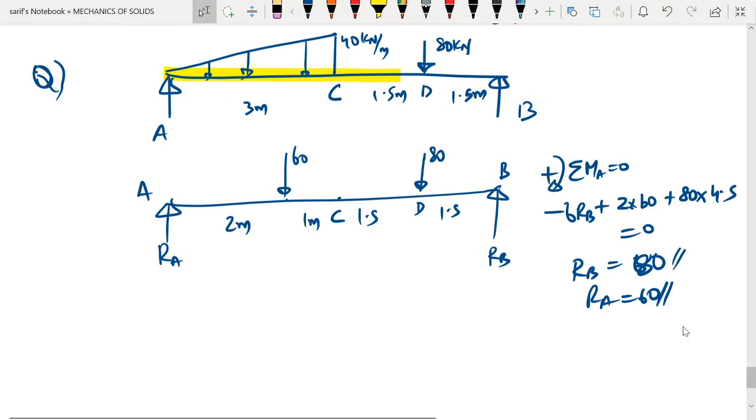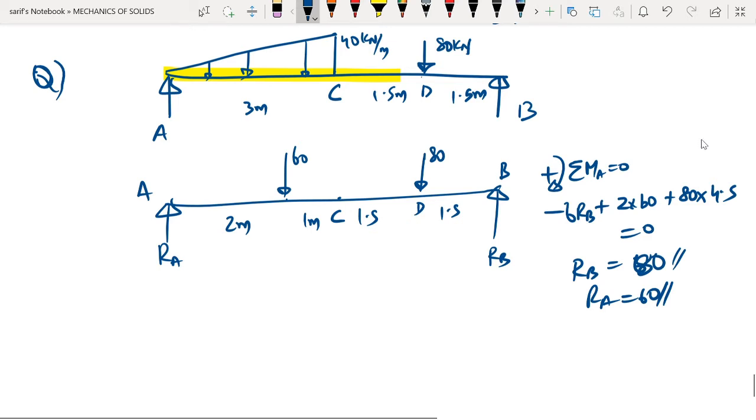Now this is the next question we have to consider. We have a simply supported beam, and this simply supported beam has a uniformly varying load which is 0 at A and a maximum of 40 kilonewton per meter at the point C. Then we have another concentrated load of 80 kilonewton acting. Now the first part we have to do is calculate the reactions at the points A and B. To find the reactions, we will simplify the diagram.